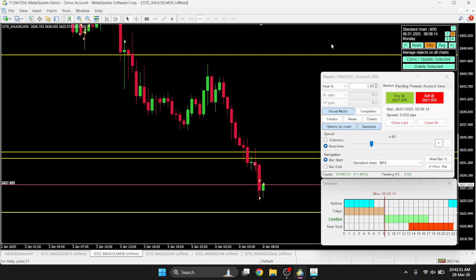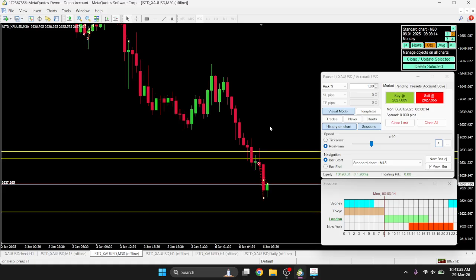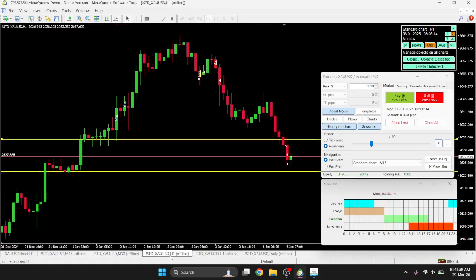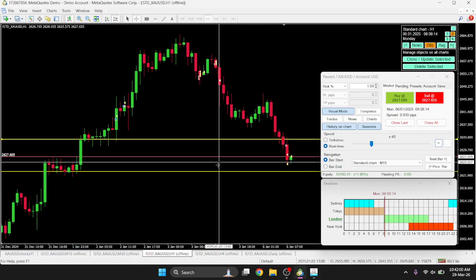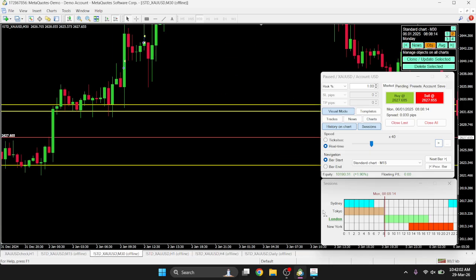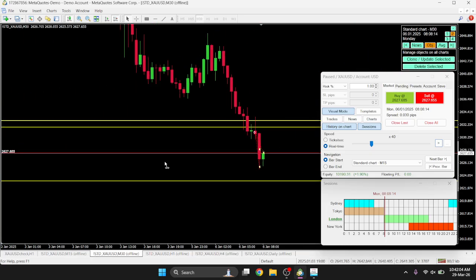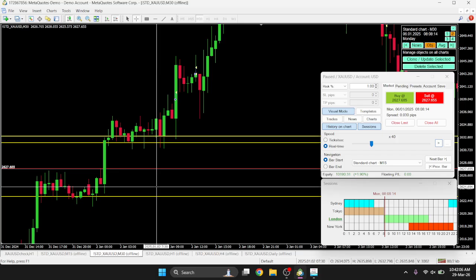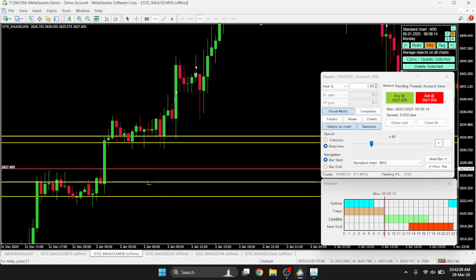So, delete these extra candles. Okay, there is our 1 hour support. There is our 30-minute support level. So this is our most recent support.